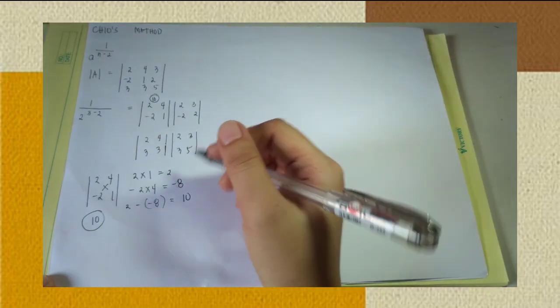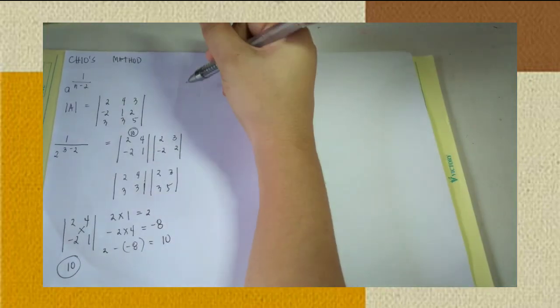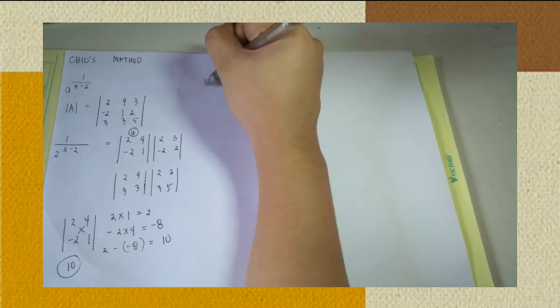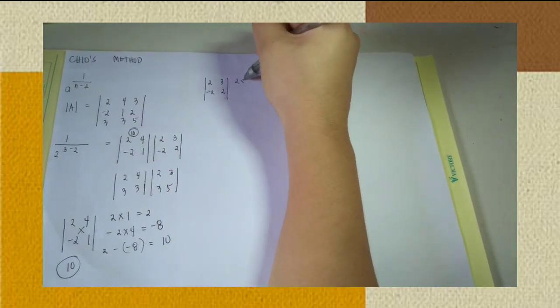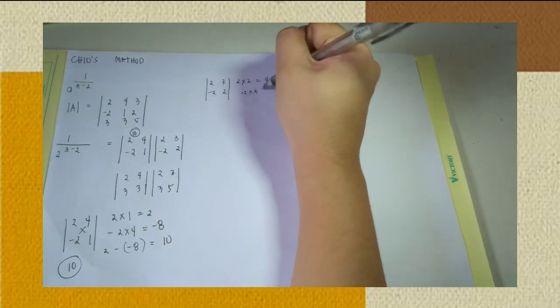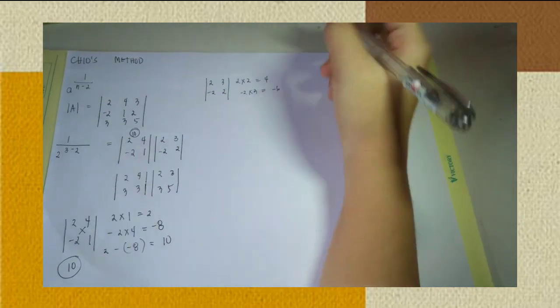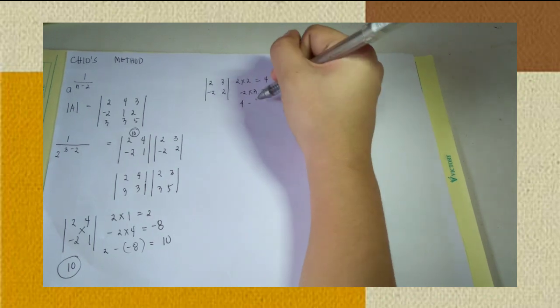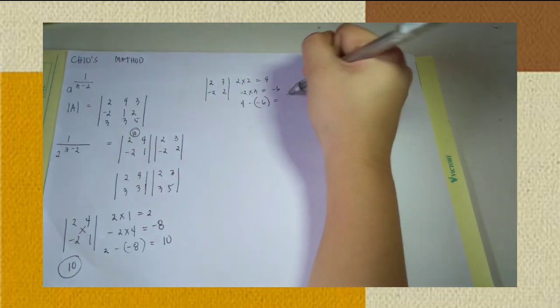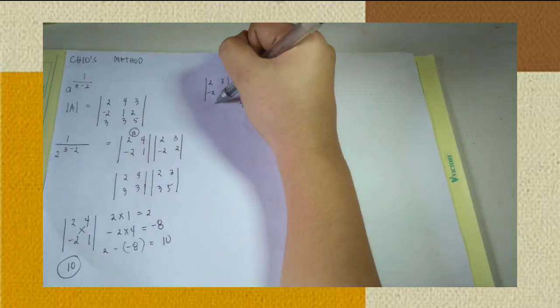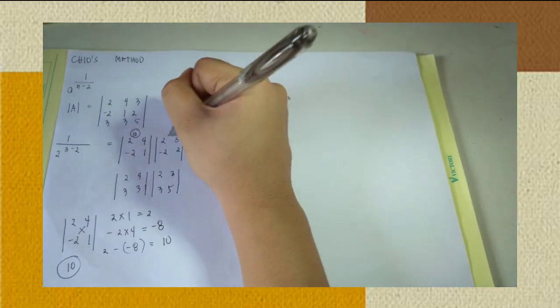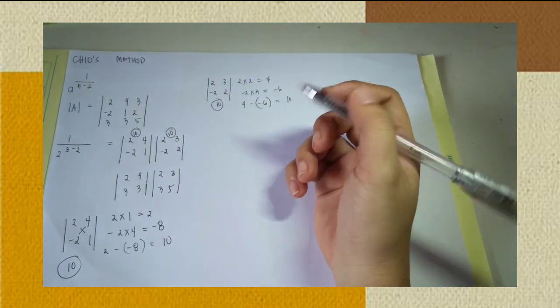Next is the 2 and 3, negative 2 and 2. So 2 times 2 is equal to 4. Negative 2 times 3 is equal to negative 6. So 4 minus negative 6 is equal to 10, because of the sign. The value of this is 10.